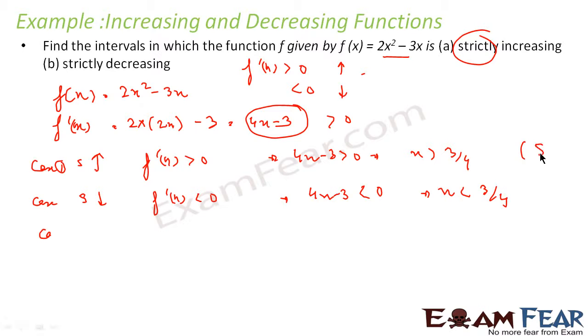Correct? So this is strictly increasing. This is strictly decreasing. And my x is greater than equal to 0, greater than equal to 3 by 4. This will be increasing. And x less than equal to 3 by 4. This is decreasing. Correct? So 4 scenarios.